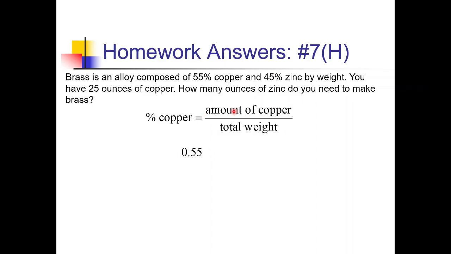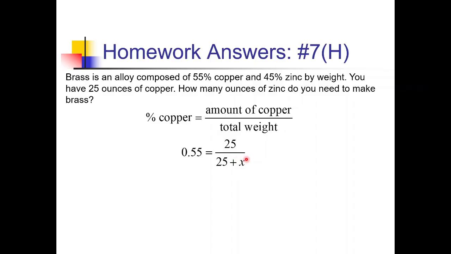And the amount of copper, they said that we are starting with 25 ounces of it. So that's just 25. The total weight is going to be the 25 ounces of copper plus however much zinc you're going to add. Now that's what we're controlling here, the zinc that we're adding, so that's going to be our x. So 25 plus x will be our denominator. And at this point we just have an equation that we can use a little cross-multiplying sort of reasoning on to get to the answer.